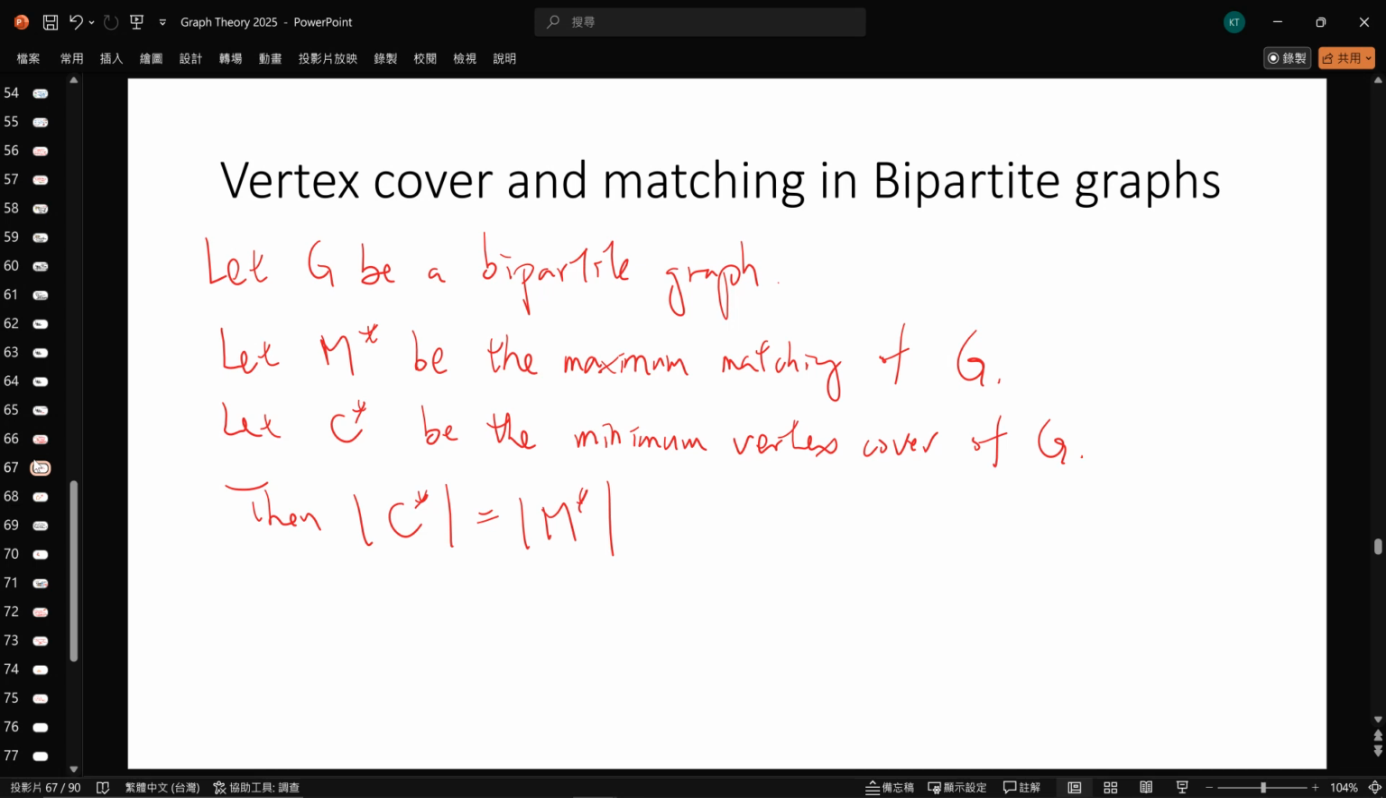Because we only consider bipartite graphs, our algorithm can produce M star, which is the maximum matching, and we can find a minimum vertex cover, C star. C star is just the union of T and X minus S, and we just proved that these two sets have the same size. So this result is true for all bipartite graphs.